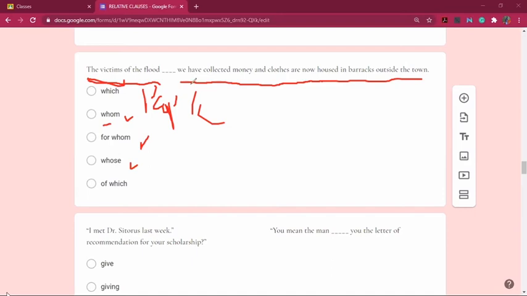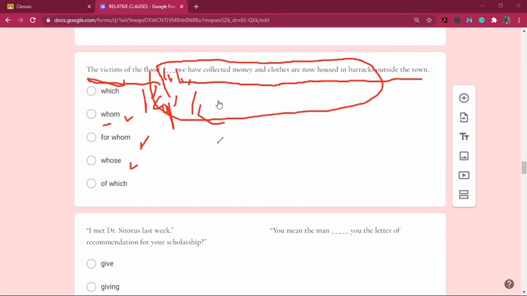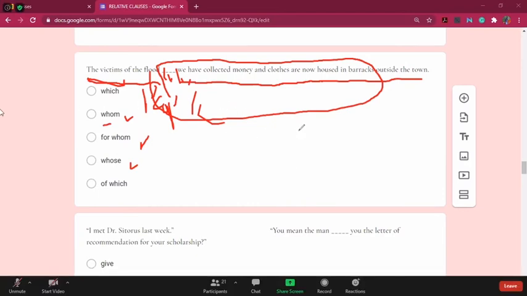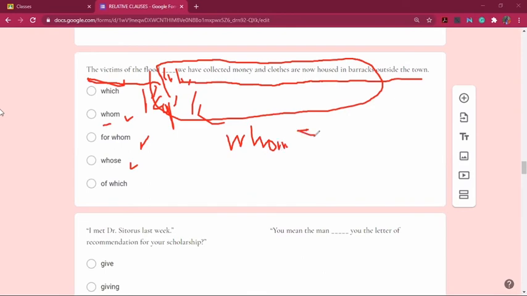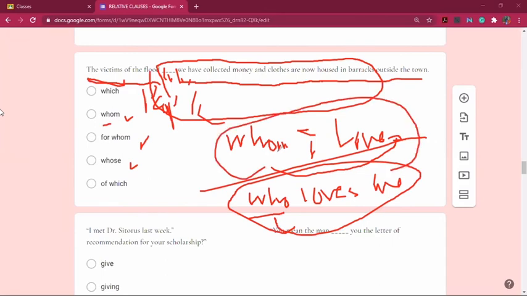Remember these whom things, these who things, they are part of the relative clause. So what I'm trying to say, subject, object, and things like that, depend on the relative clause. For example, the person whom I love. So whom I love is one relative clause, so whom becomes the object of this relative clause. That's why we use whom. Then, the person who loves me. I have to use who, because who becomes the subject of the relative clause. So you have to see the relative clause itself, whether it becomes the subject or the object of that relative clause.